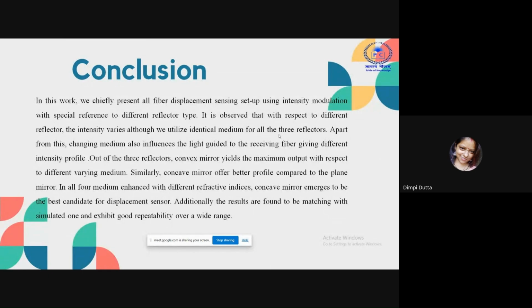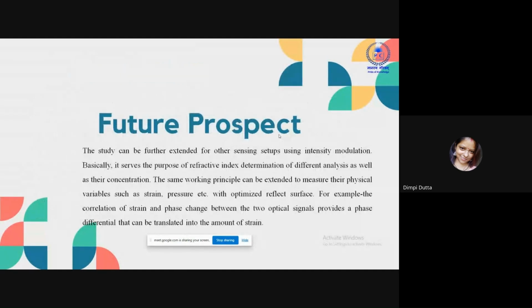another experimentation also. And out of all the three, I have already mentioned that the convex mirror performance, I have found during my experiment, is much better than the other two. But in terms of repeatability, plane mirror and convex mirror performance is better than the concave. So we can use these two mirrors during our experimentation.